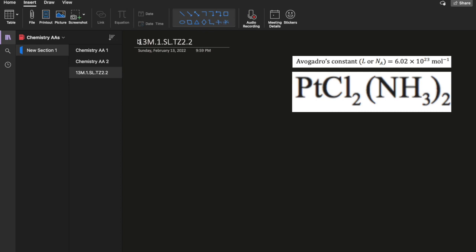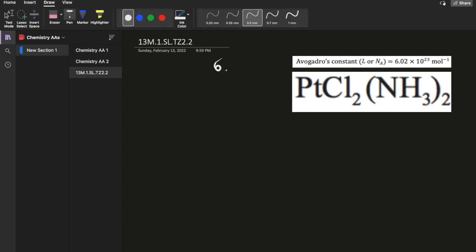Now, diamine dichloroplatinum is this formula right here, and it wants us to find how many atoms are present in 0.10 moles of diamine dichloroplatinum. Now, first, we know that Avogadro's constant is 6.02 times 10 power 23. However, since this is paper 1, we can simplify this to just 6.0 times 10 power 23.